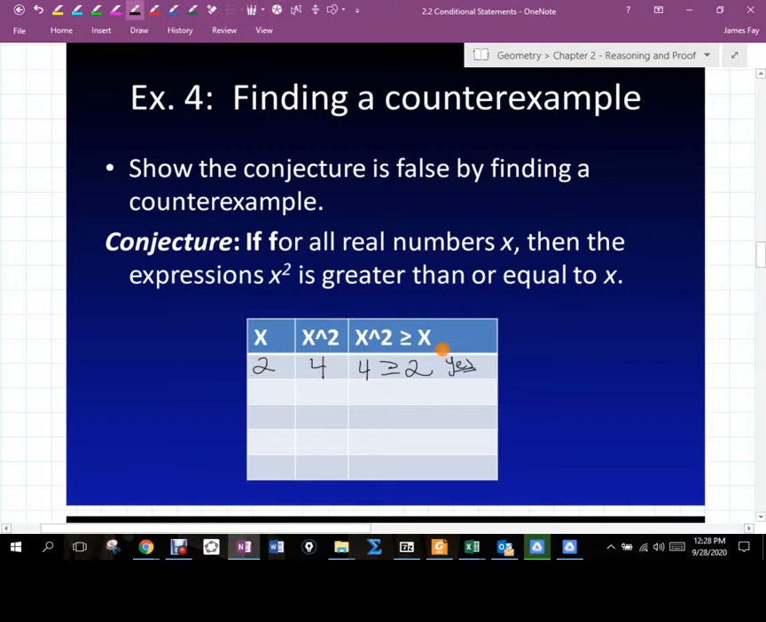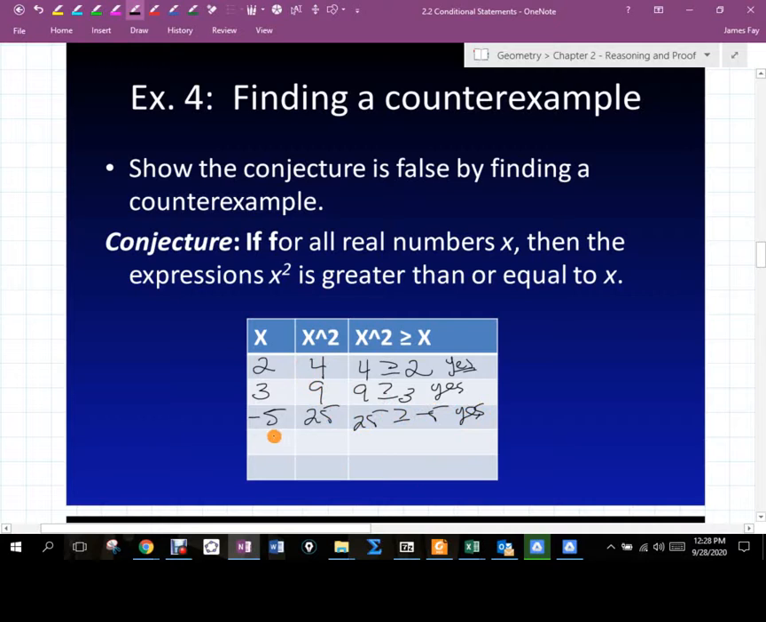So if I try 2, that's true. What if I try 3? Square that, I get 9. Is 9 bigger than or equal to 3? Yeah. What if we try a negative number? Let's go with -5. Square that, I get 25, right? Is 25 greater than or equal to -5? Yeah, so I'm getting a lot of truths here.